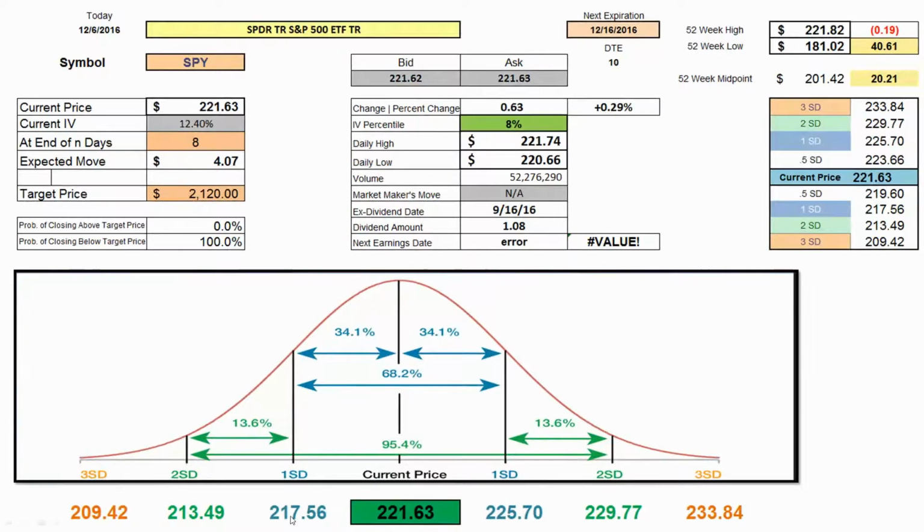But you can look right here and see that, okay, if I buy or sell the SPY today at 221.63, or I buy or sell an option, here's my expectations. I got a 68.2% chance it's going to stay in this range, and a 95% chance in that range.